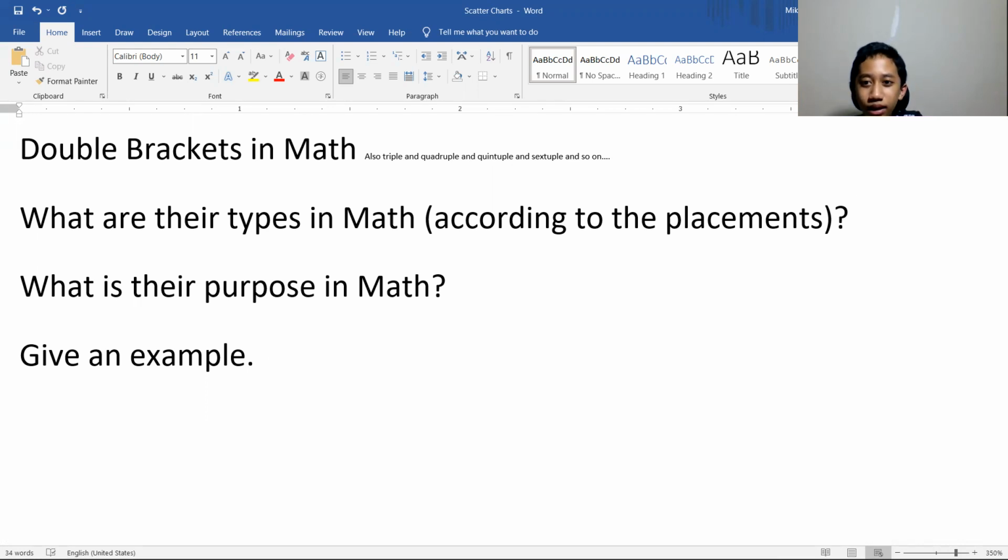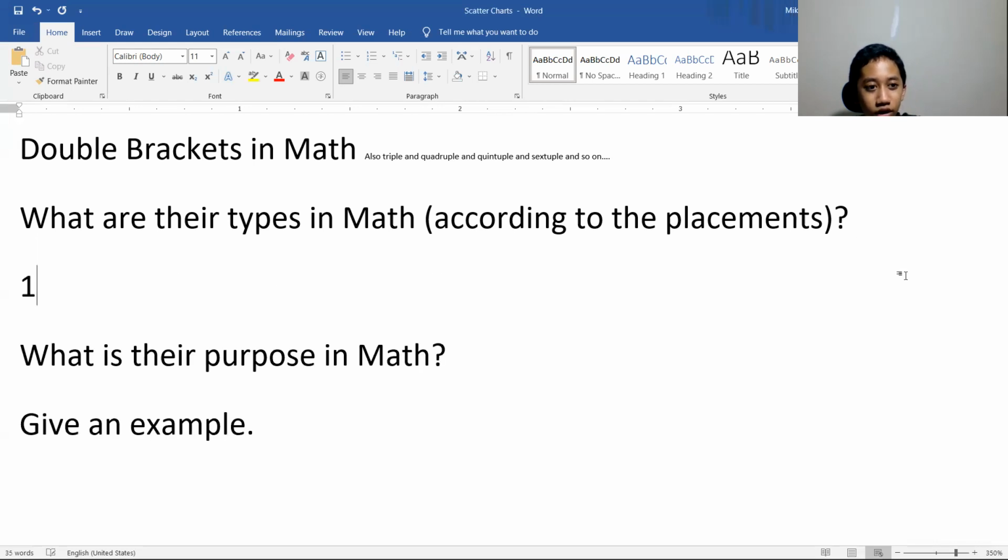What are the types in math? And by the way, I'm not even talking about English. This is maths, according to the placements.